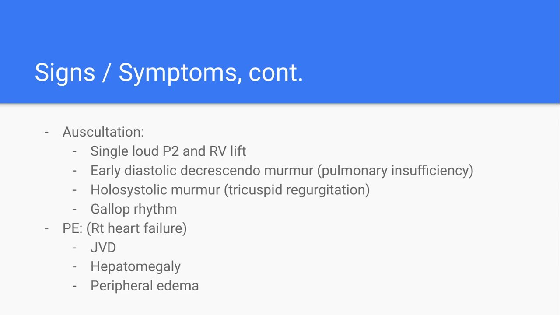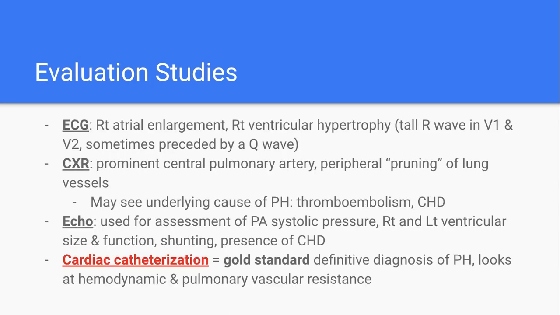On your physical exam, they're going to have the signs of right heart failure. These include jugular venous distension, hepatomegaly, and peripheral edema. Some of the evaluation studies that we will do include, obviously, ECG. On the ECG, you're going to appreciate right atrial enlargement and right ventricular hypertrophy, and this is usually presented as a tall R wave in V1 and V2, sometimes preceded by a Q wave. There could also be signs of strain, which we will see on the next slide.